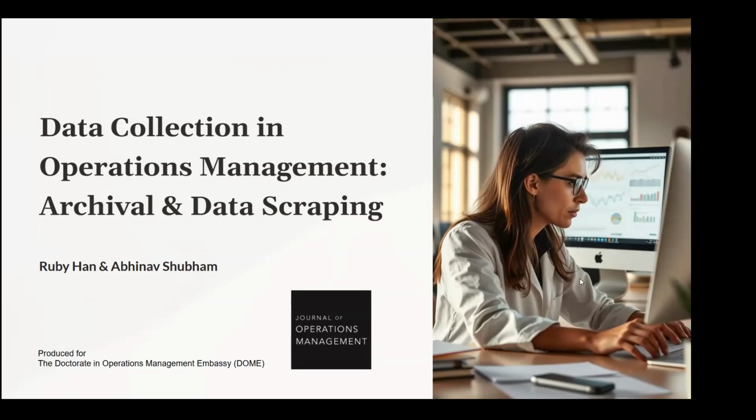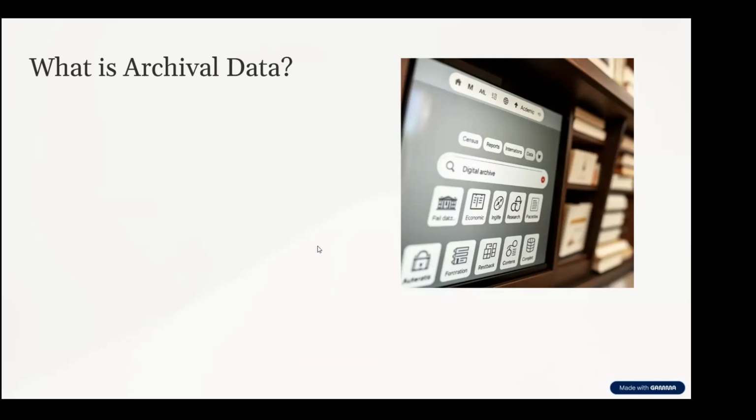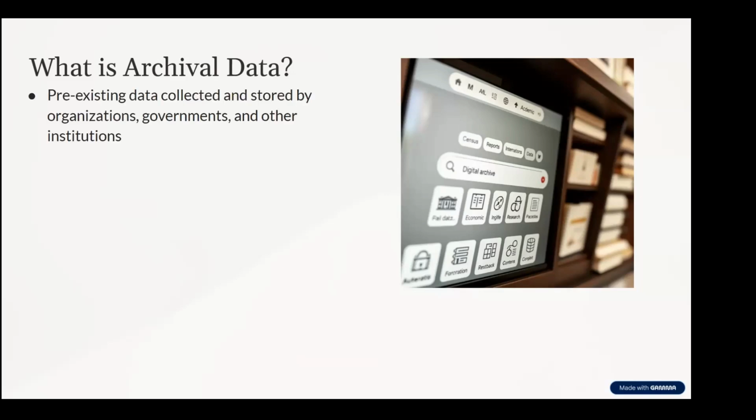In operations management, data collection plays a critical role in understanding processes, making decisions, and improving organizational performance. In this video, we will cover two key data collection methods: archival data, both public and proprietary, and data scraping. This video is produced for the Doctorate in Operations Management Embassy project as part of a video series on research methods in operations management. Archival data refers to pre-existing data collected and stored by organizations, governments, and other institutions. This data comes in two main forms, public and proprietary.